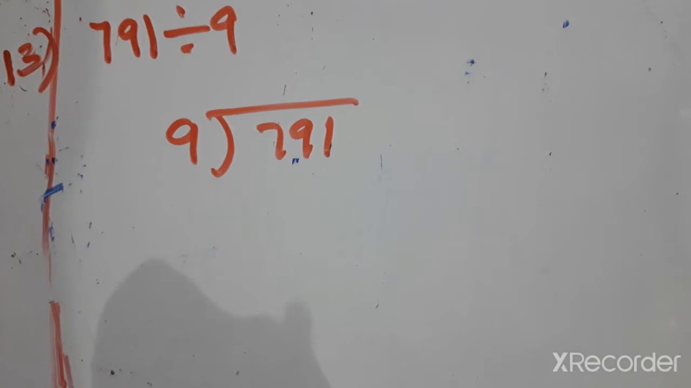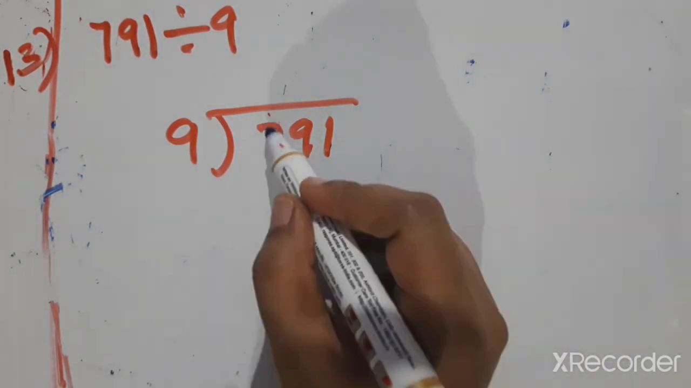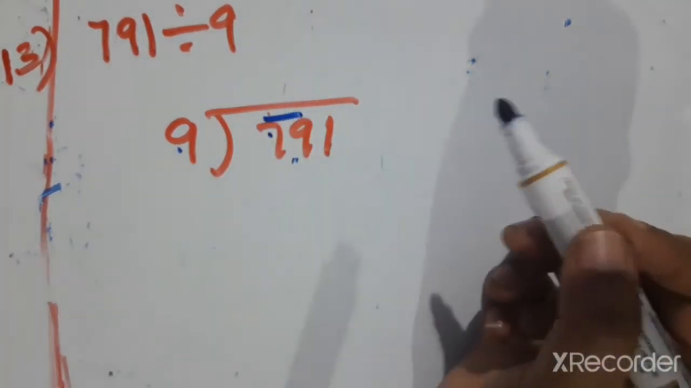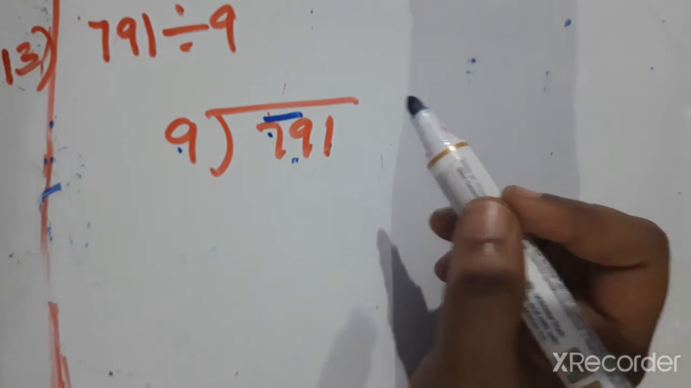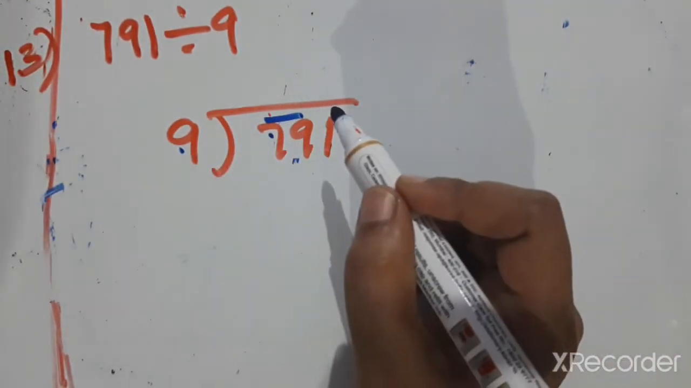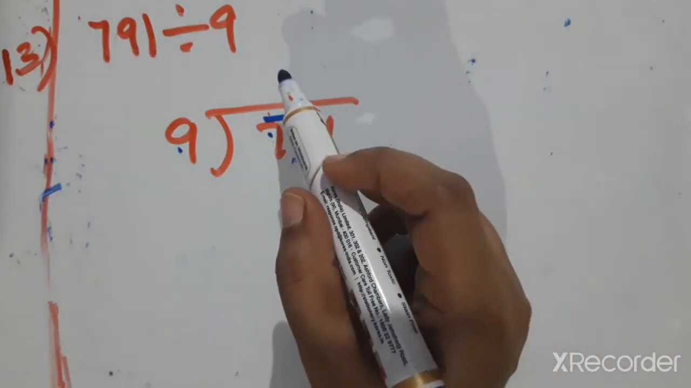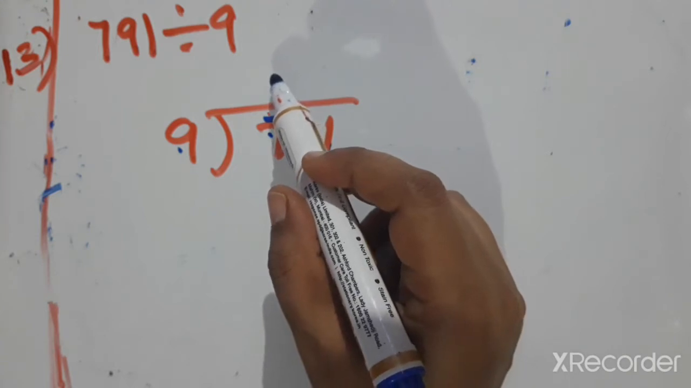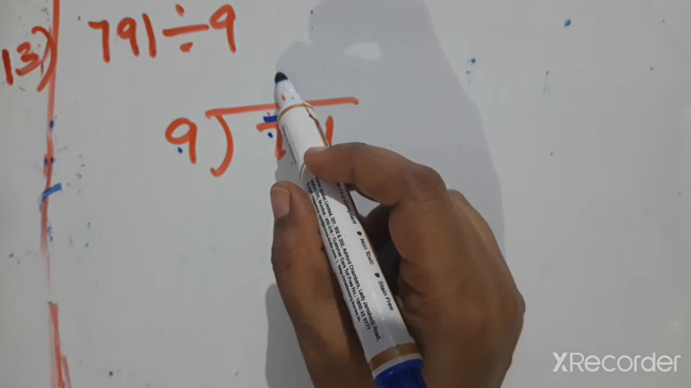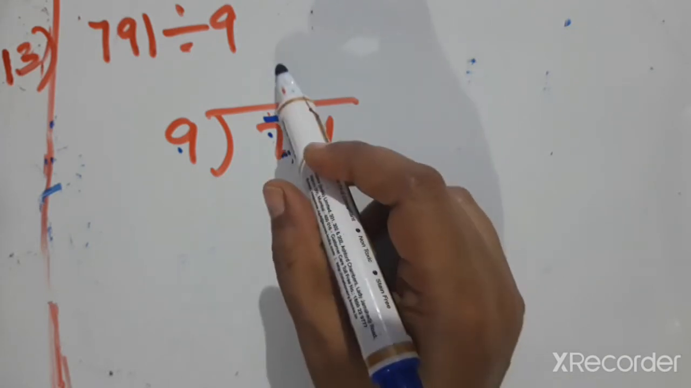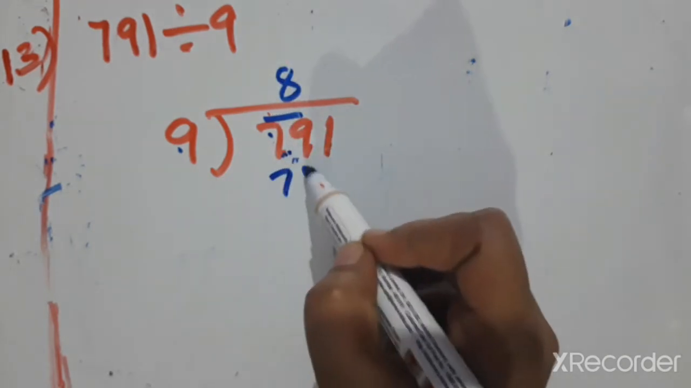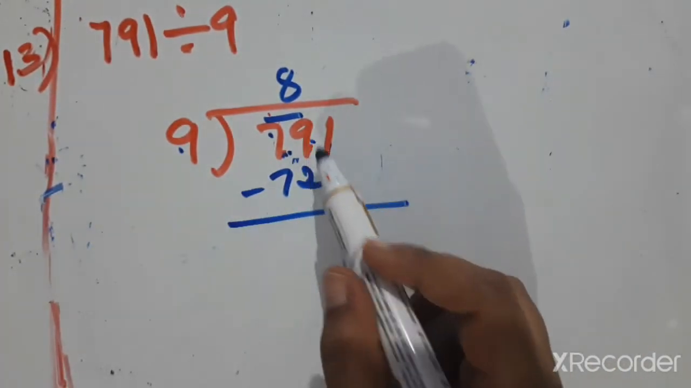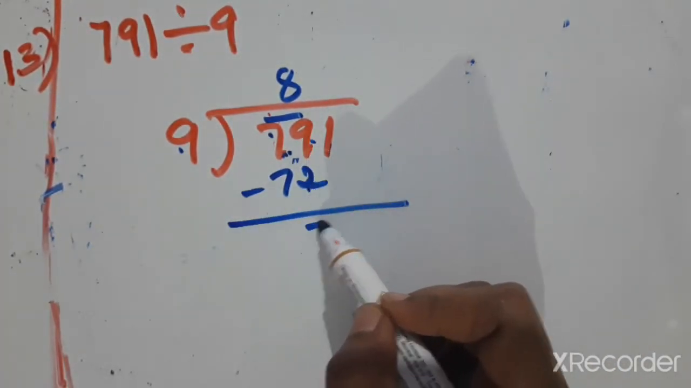Next question, the 13th one, 791 divided by 9. So whether we can take 7 as a single number? No, because 7 is less than 9. So we have to consider a 2-digit number, that is 79. 9 how much are nearer to 79? 9 fives are 45, 9 sixes are 54, 9 sevens are 63, 9 eights are 72, 9 nines are 81. 81 is greater than this. So 9 eights are 72, that is the nearer one. 79 minus 72 is 7.